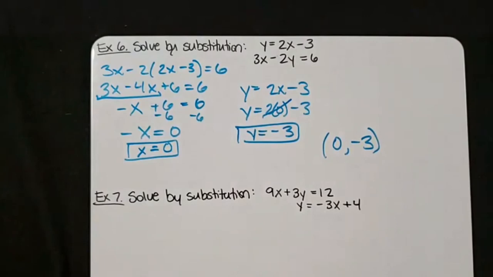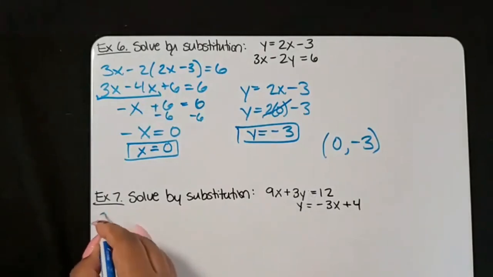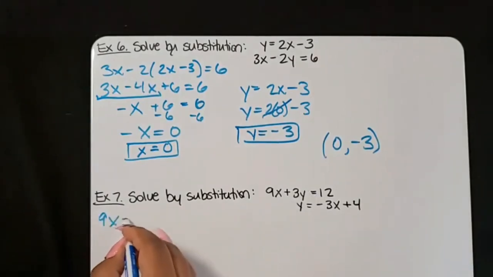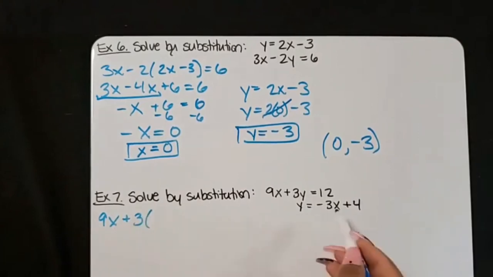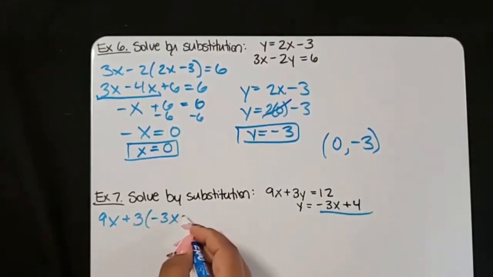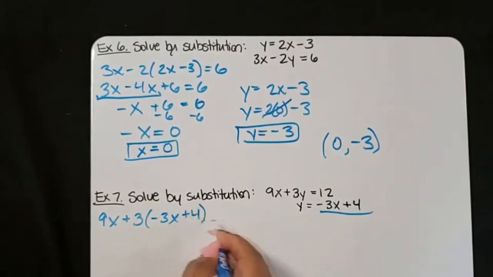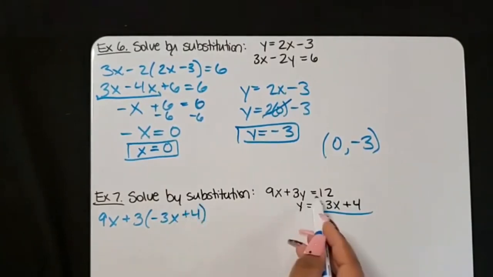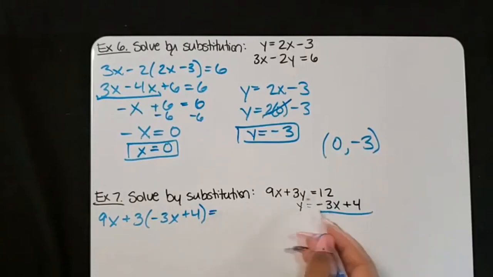Let's quickly look at example 7. It's already set up perfectly as well. So we could just take the second equation and plug it into the first equation for y. So we got 9x plus 3. We're going to plug this in for y. We got negative 3x plus 4. Then we still need to keep our equals 12.